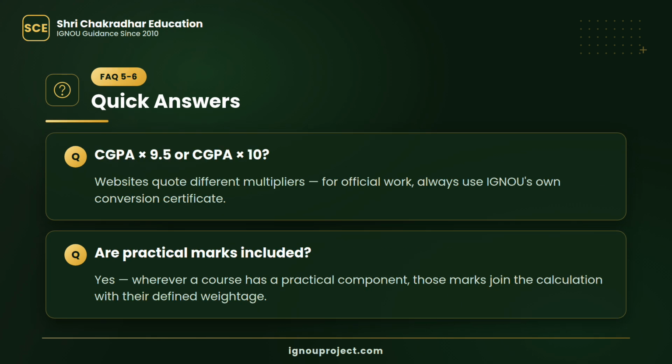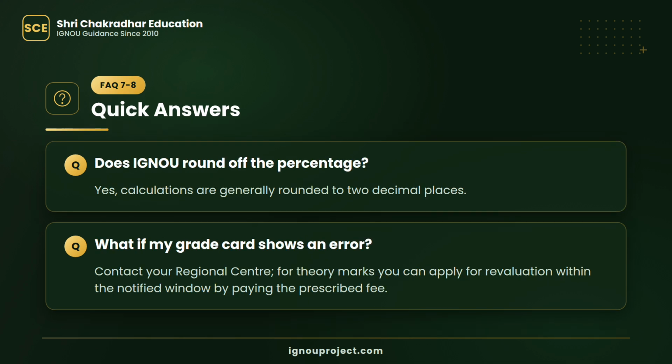Are assignment marks really counted in the final percentage? Yes. Assignments carry a full 30% weightage, so never take them lightly. Should you convert CGPA using 9.5 or 10? Different websites quote different multipliers, so for official work, always use IGNOU's own conversion certificate. Are practical marks included? Yes, wherever a course has a practical component, those marks join the calculation with their defined weightage. Does IGNOU round off the percentage? Yes, calculations are generally rounded to 2 decimal places.